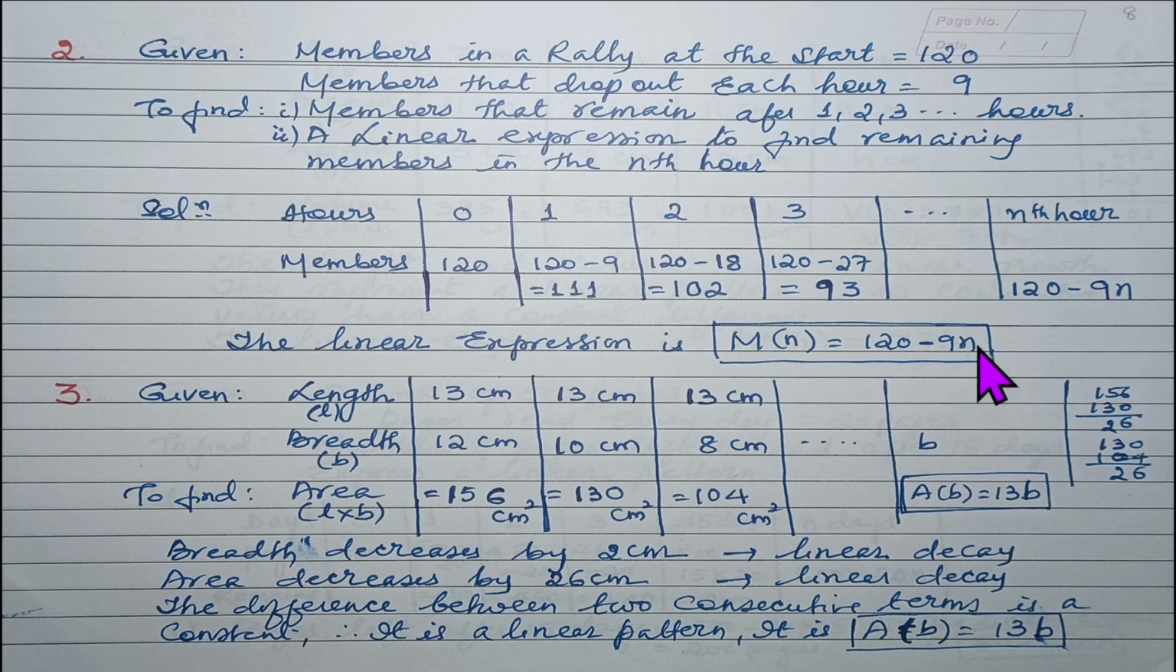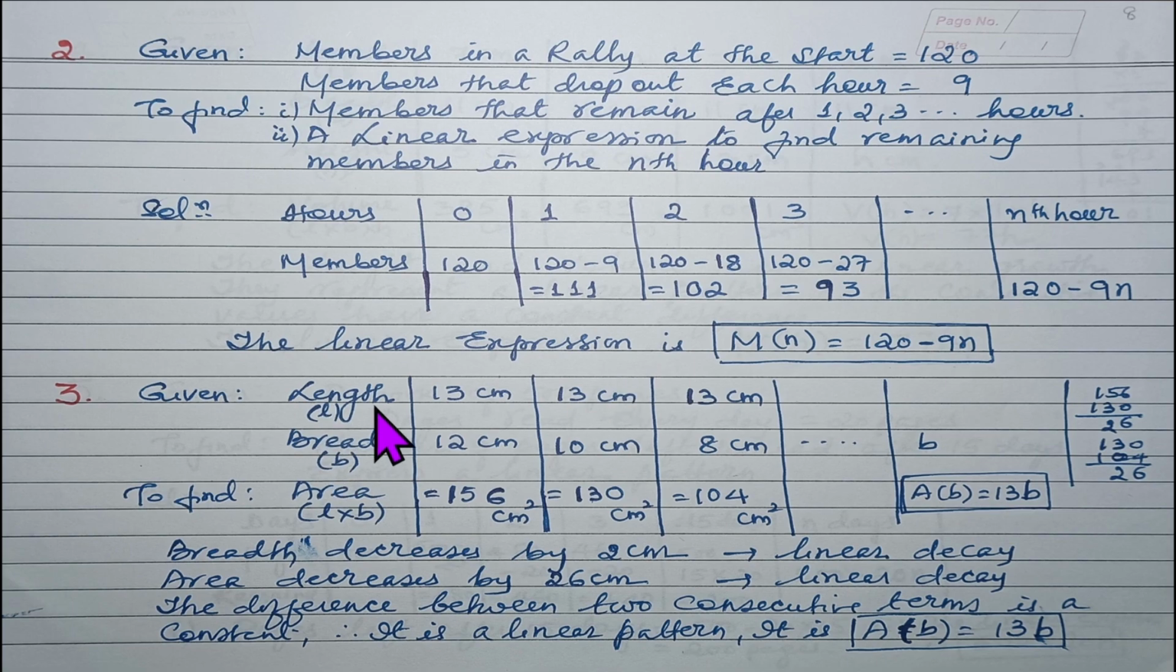So let us verify this. If n is 0, 9n is 0, therefore it is 120. If n is 1, it is 120 minus 9, that is 111. If n is 2, then 9 into 2 is 18, 120 minus 18 is 102, and therefore the linear expression m of n is equal to 120 minus 9n is 100% a linear expression for the given example.